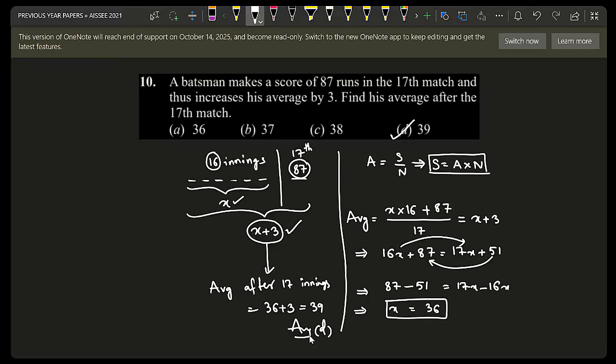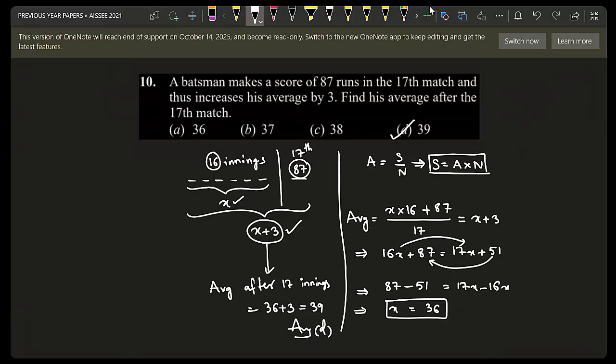Any doubts, you can raise a hand. Srihita, do you have any doubt? Sir, yes. Yes, tell me. Sir, I didn't understand from x into 16 plus. Right side, average is equal to x into 16.